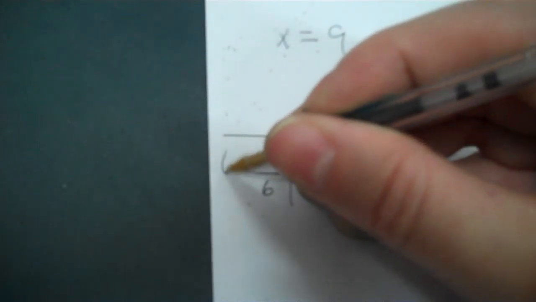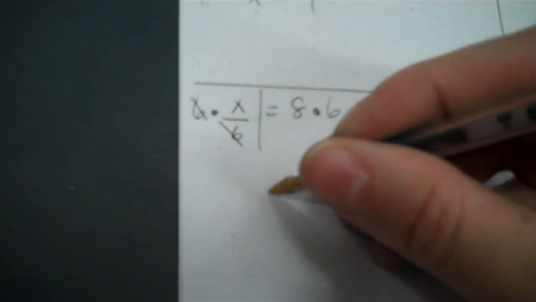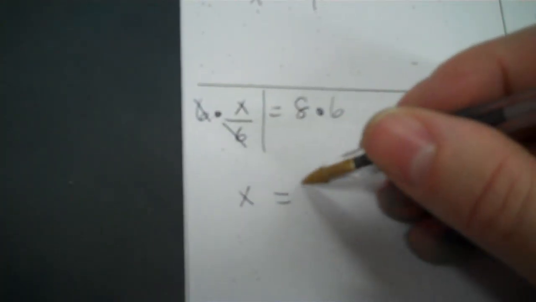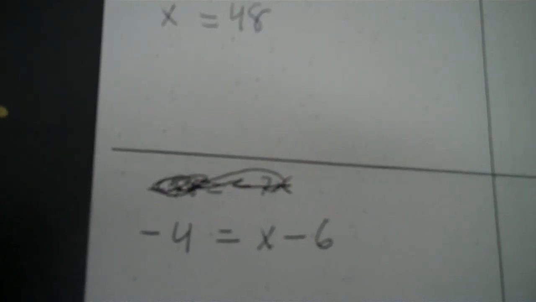And since I have a 6 here, I'm going to multiply by 6 and multiply by 6. Okay, so these 6s now can cross out. Remember, when I'm dividing by 6 and multiplying by 6, they cancel. Line up your equals, you got x, and then 8 times 6 is 48. So x is equal to 48. Okay, and my next problem.